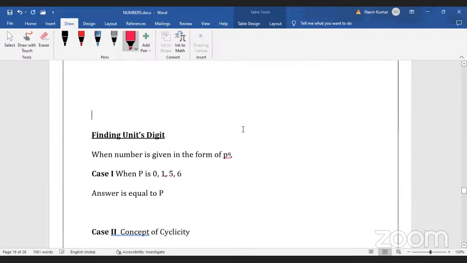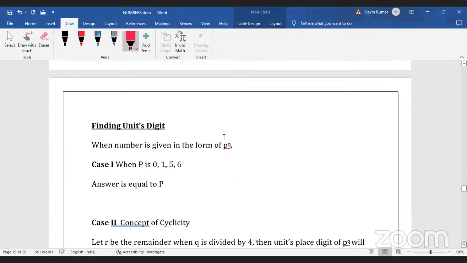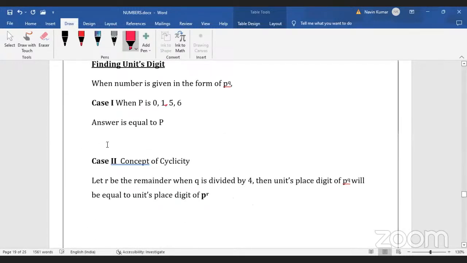Next concept that we have to learn. First we learn the concept, after that we will do questions. Finding unit digit. How to find the unit digit of any number when the number is given in the form of p to the power of q. Any number in the form of power. So there are certain cases. And we will focus on unit digit.